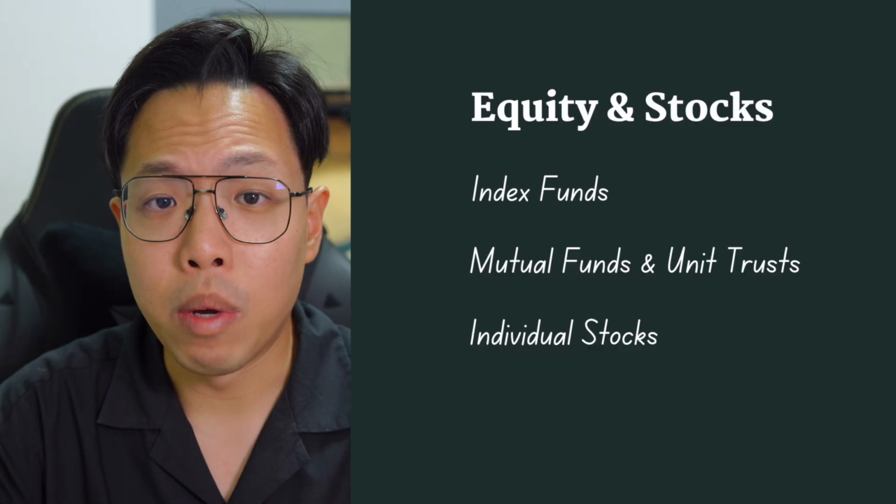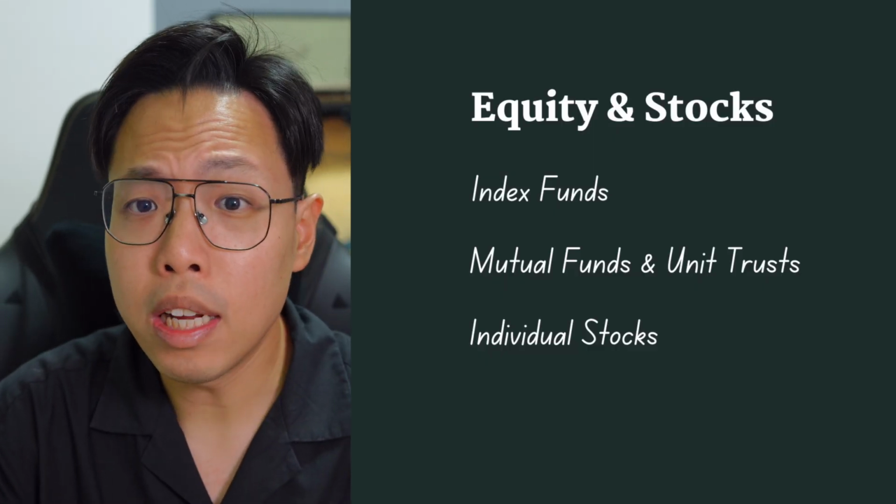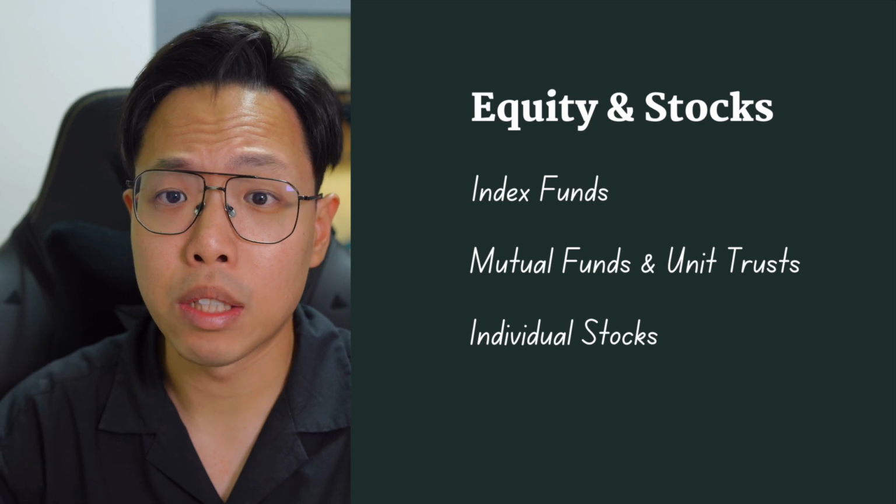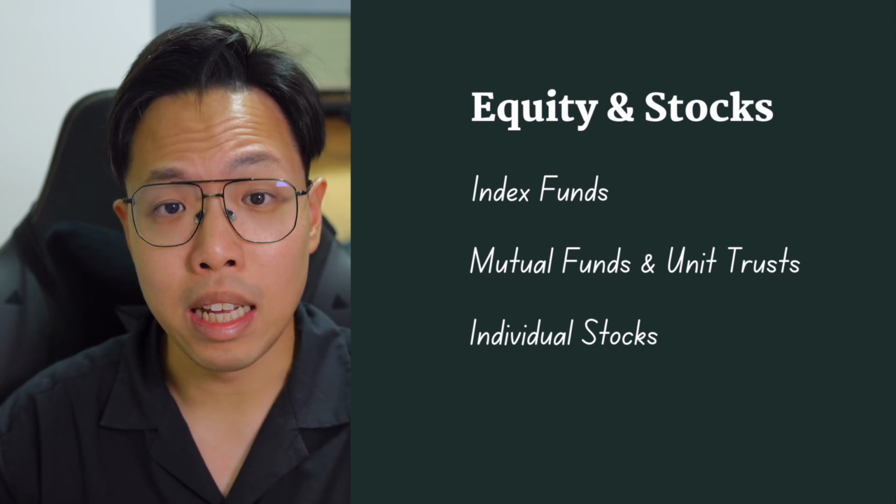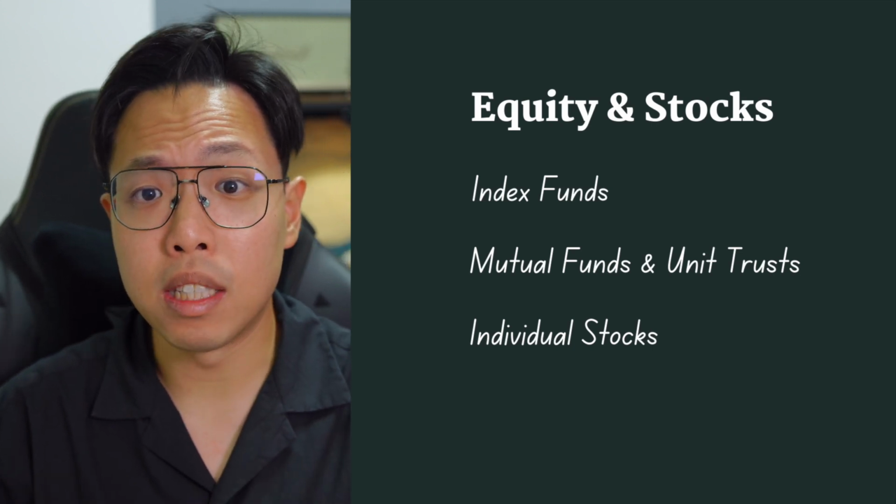So in our first bucket, we are basically talking about equities or stocks. So there are 3 ways to buy them. You can either buy it through index funds, through mutual funds or unit trusts, and then you can actually buy the individual stocks, and each of these differs slightly.